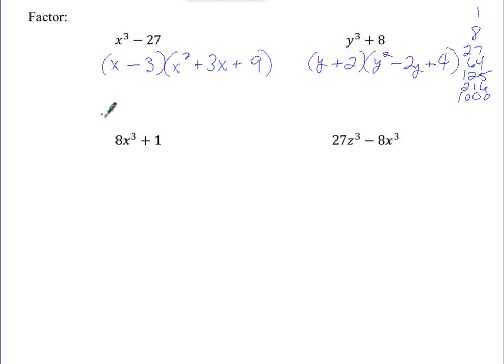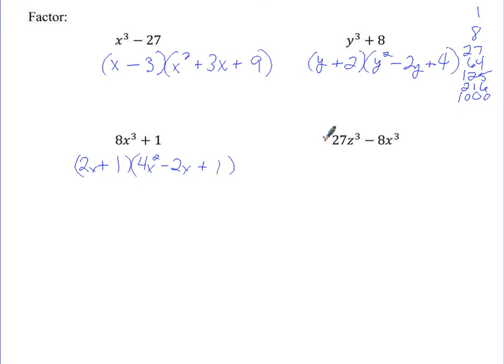Can this be factored? Yes. Into a binomial times a trinomial. Signs are good. What goes here? 2x here and here. So it's this guy squared. 2 squared is 4. x squared is x squared. So 4x squared. What goes here? 2x, because 2x times 1 is 2x, and what goes here? 1.